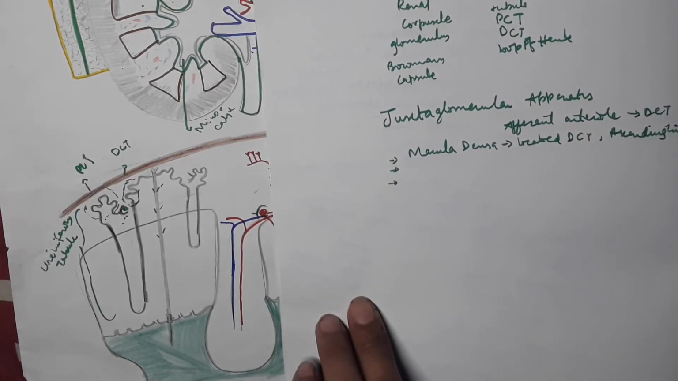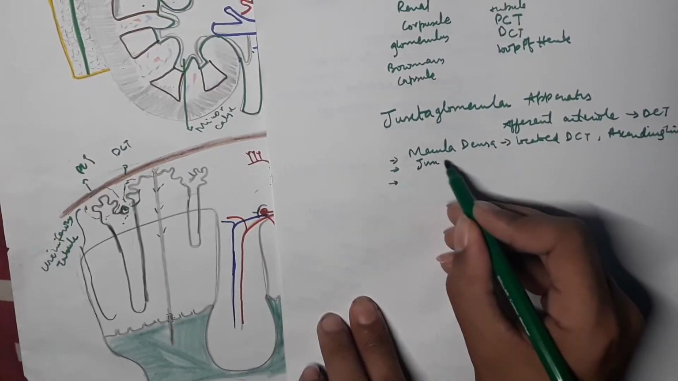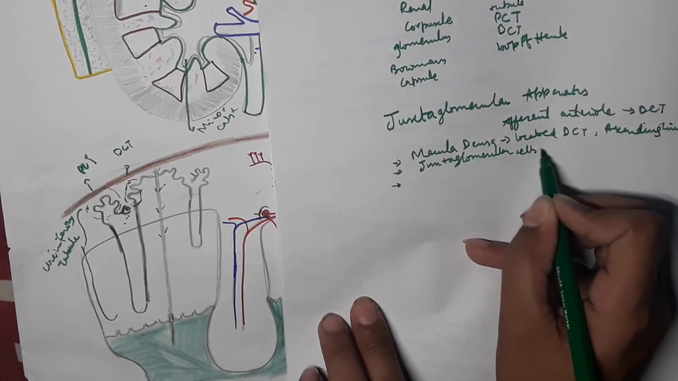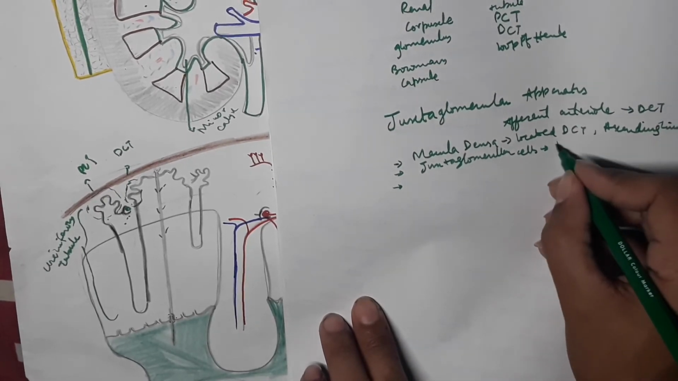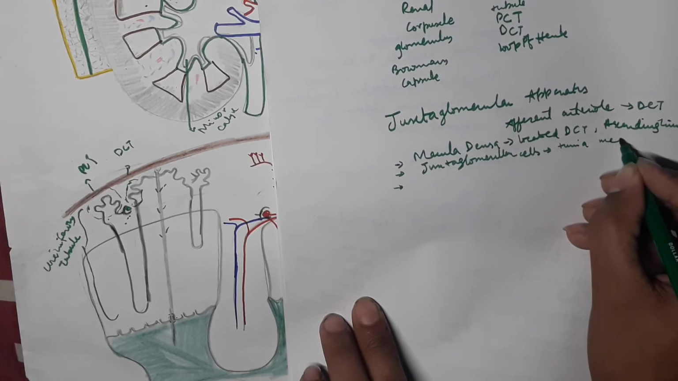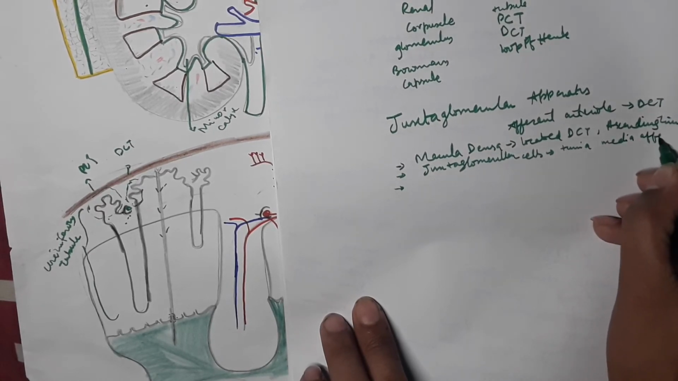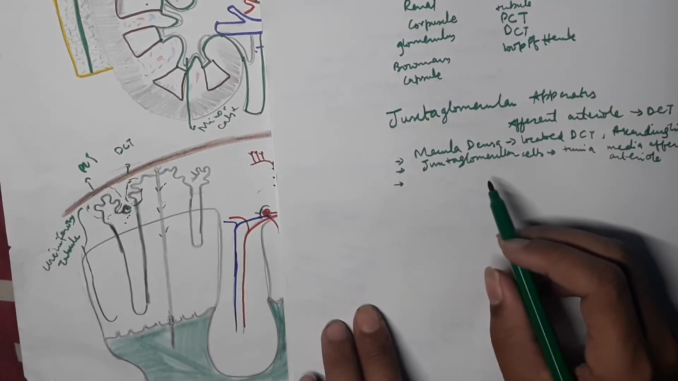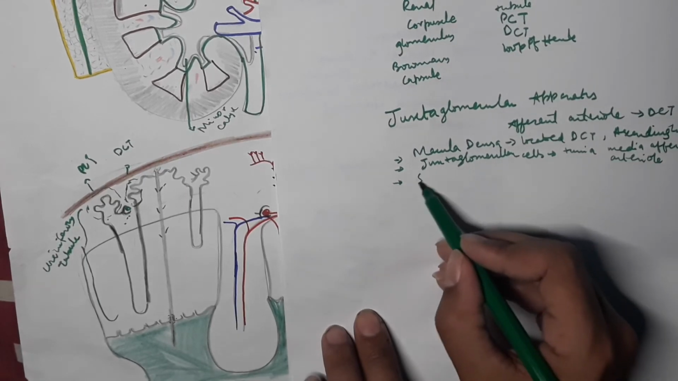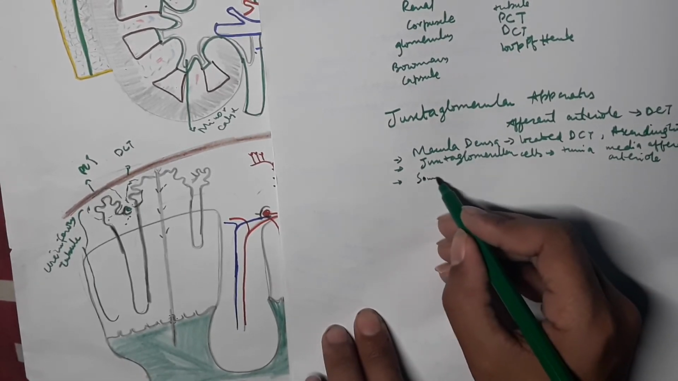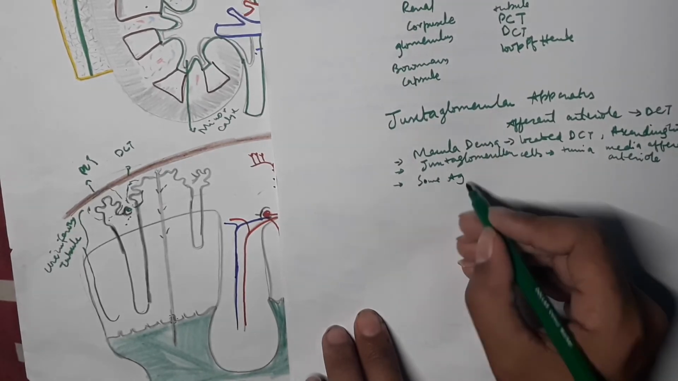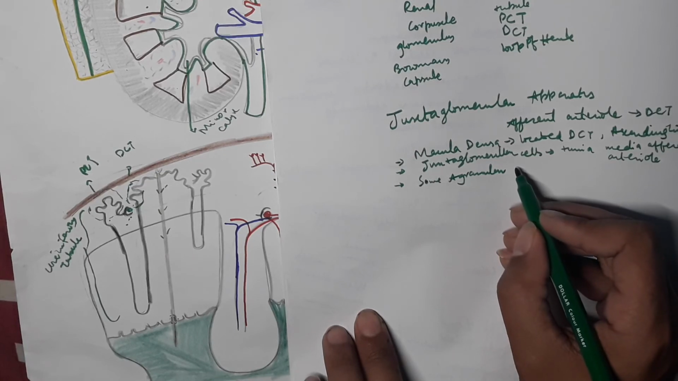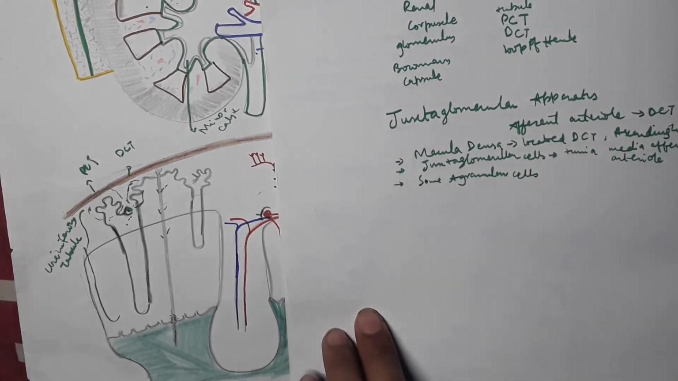The second part is the juxtaglomerular cell. This is located in the afferent arteriole, in the tunica media, the middle layer of the afferent arteriole. Then the third part is the agranular cells, called the extraglomerular part, some agranular cells which are present in between these two parts. So these are the three structures.